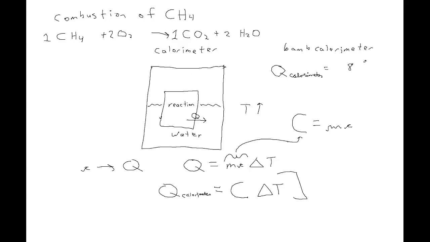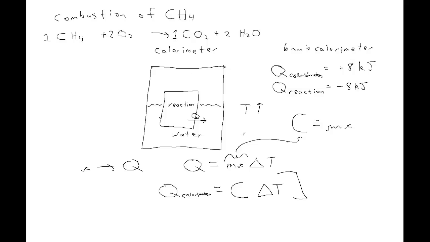If the calorimeter has absorbed 8 kilojoules, would the Q for the calorimeter be positive or negative? The Q would be positive. But then what would be the Q for the reaction? The Q for the reaction would then be negative, since if the calorimeter is absorbing heat, then the reaction should be releasing the same amount of heat. Therefore, it would be negative 8 kilojoules. That's a good answer. That's right.